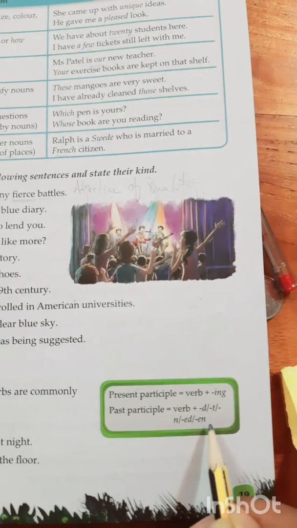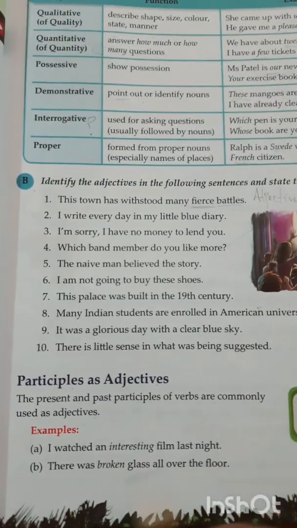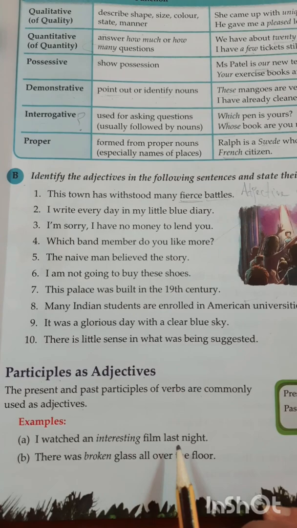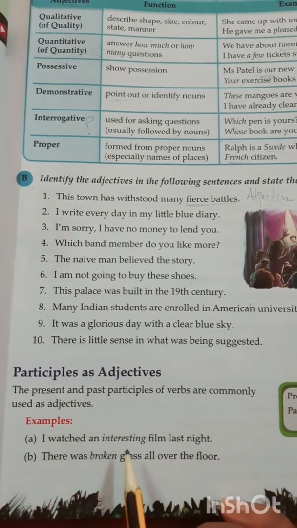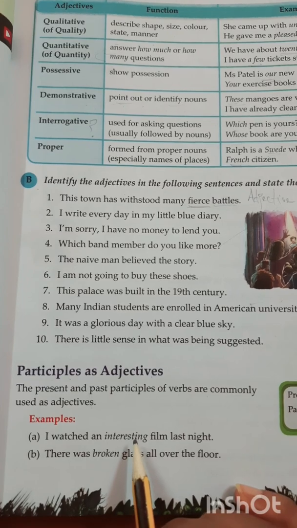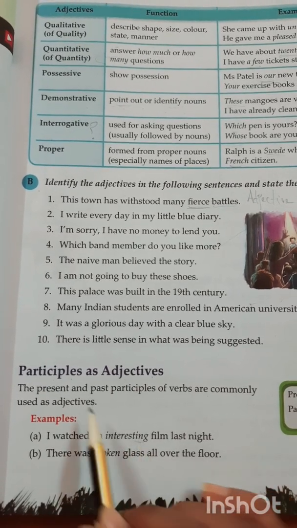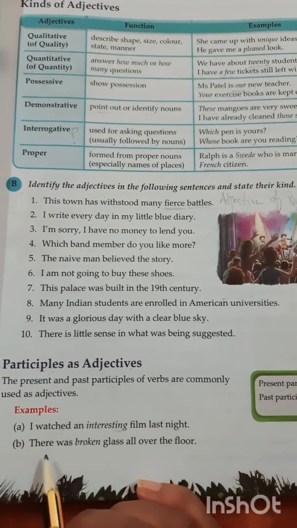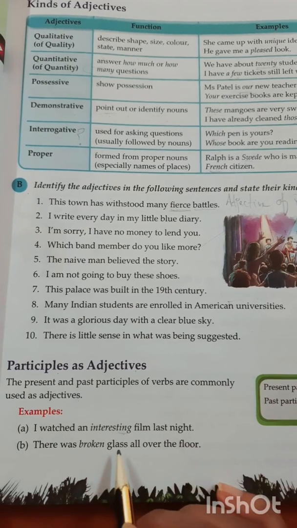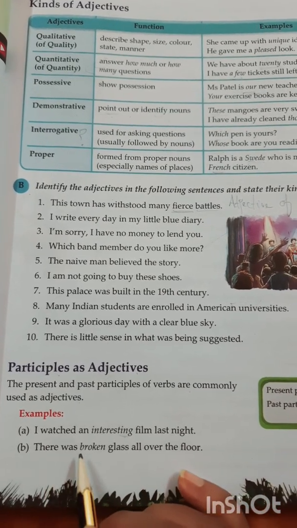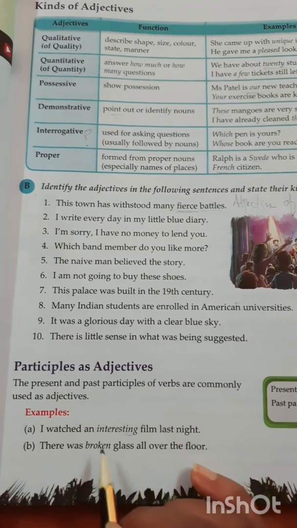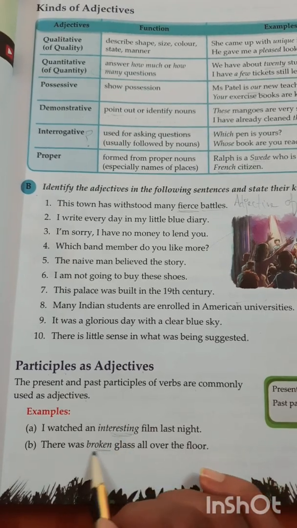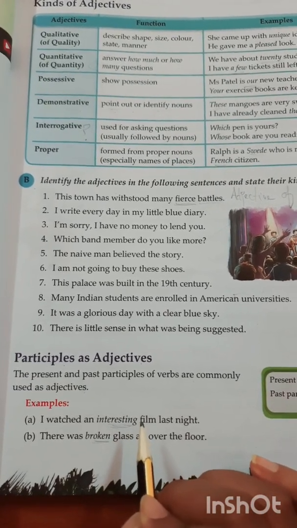Yes, you can say. Okay, and now let's see some examples. First one, I watched an interesting film last night. Interesting, ing. This is present participle. Okay, and there was broken glass all over the floor. So these are participles, participles of the verb used as adjectives.